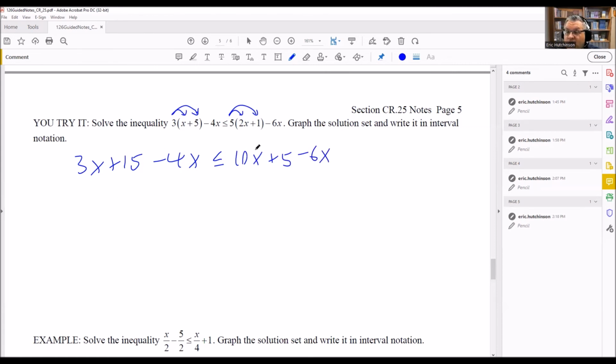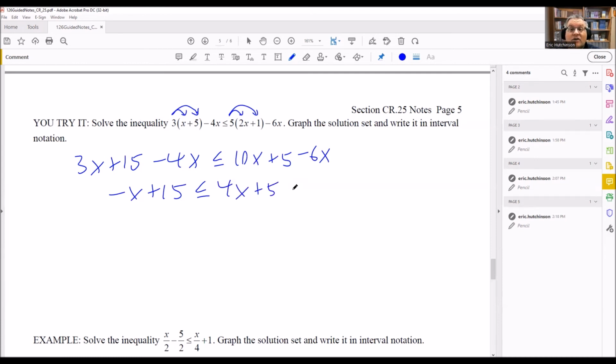We want to clean up both sides. We want to add the like terms. 3x minus 4x is negative x. We have negative x plus 15 less than or equal to on the right-hand side. 10x minus 6x is 4x, so 4x plus 5 we have there.